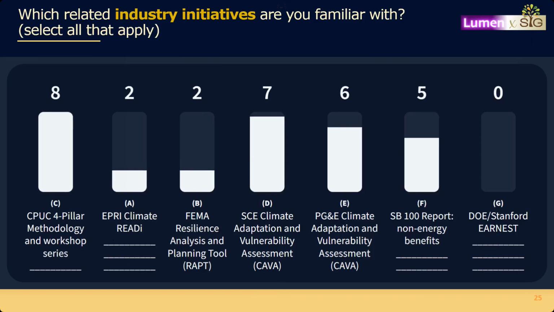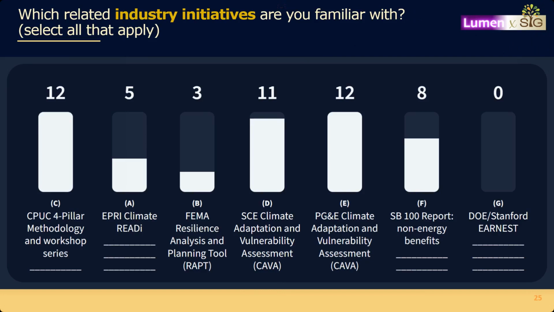We've got two climate adaptation vulnerability assessments that I'm aware of being completed to date. One is SCE's, and then more recently PG&E's. We also refer to those as the CAVAs. Oh, good, a lot of people are familiar with the CAVAs. And then we've got the SB 100 report that's done by the joint state agencies, and they've been looking at and considering what they call non-energy benefits. If you're familiar with that, there's also a recent DOE Stanford-led initiative called EARNEST, and that just launched to my awareness. Oh, okay, so no one's heard of that. That's understandable. It's pretty new.